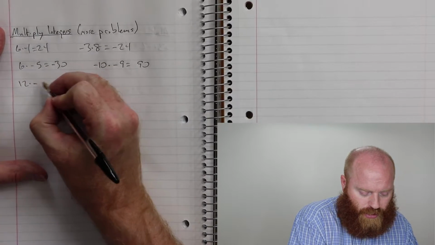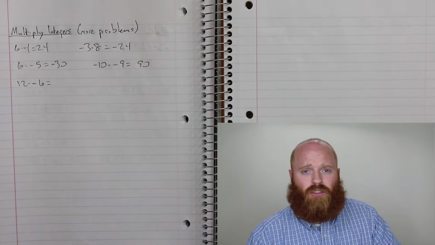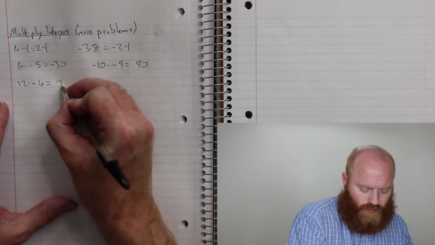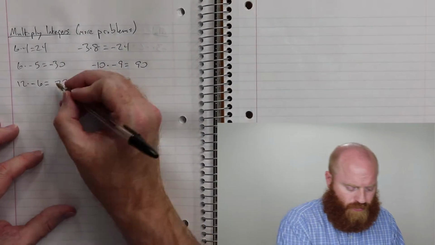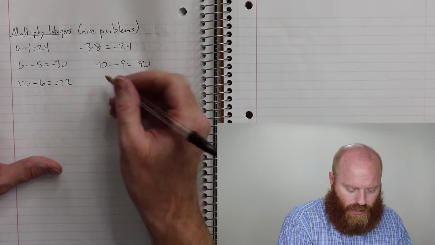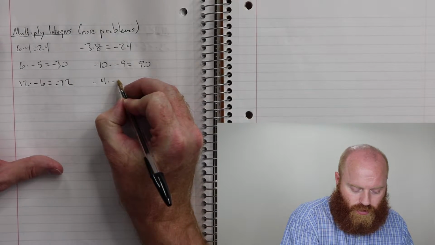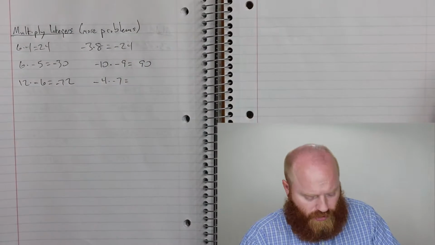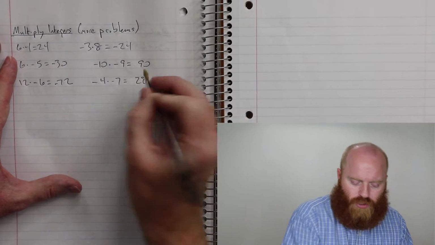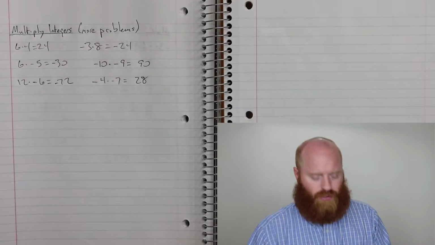12 times negative 6. First thing I do is 12 times 6. That looks like 60 plus 12, 72. Positive times a negative is a negative. Let's say negative 4 times negative 7. Nobody likes sevens. Guess what? I don't care. 4 times 7 is 28. Get your times tables. Negative times a negative cancels. The answer is positive 28.